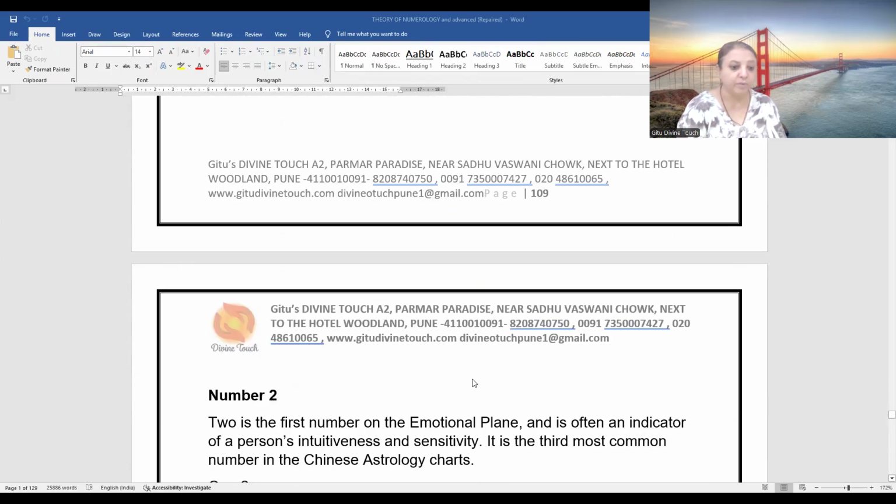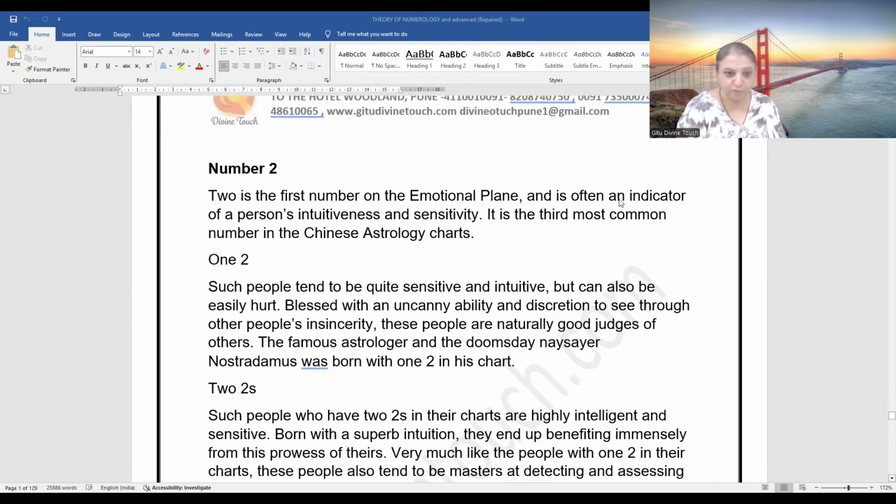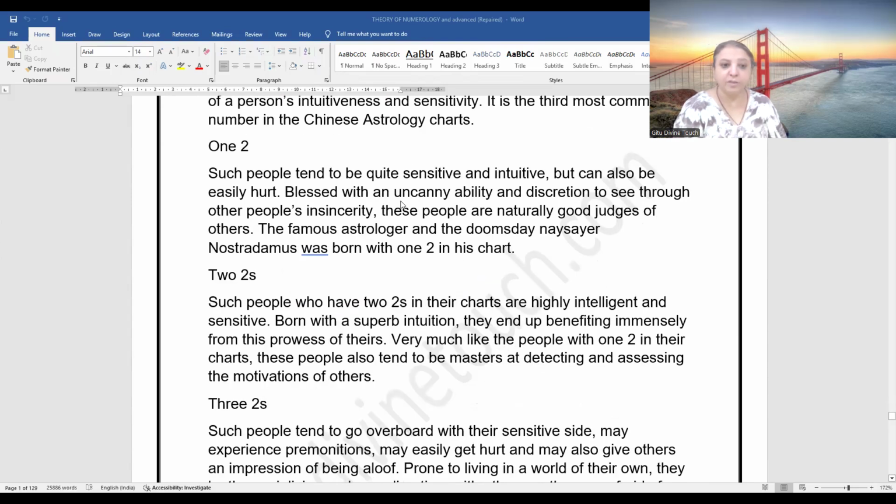Okay, date of birth. Number two. Two is the first number on the emotional plane and is often an indicator of a person's intuitiveness and sensitivity. It is the third most common number in Chinese astrology charts. So it is the first number in the emotional plane. If 1 2 is there, these people will be sensitive, intuitive, but can also be easily hurt. Blessed with an uncanny ability and discernment to see through other people's insincerity, these people are naturally good judges of others. So two is Moon, and Moon is for intuition.